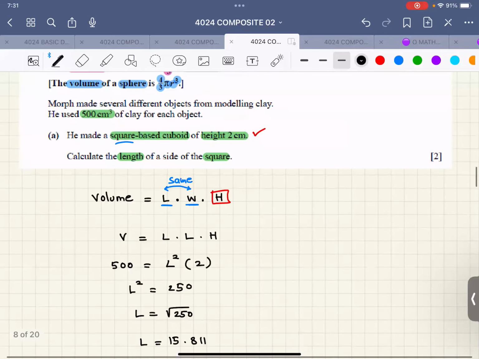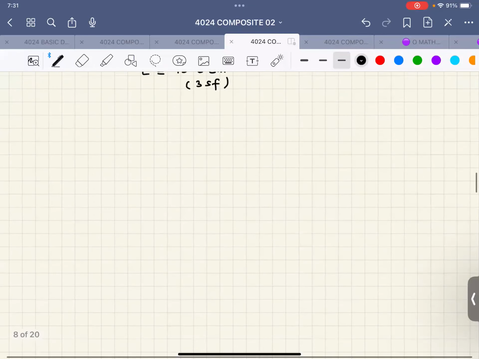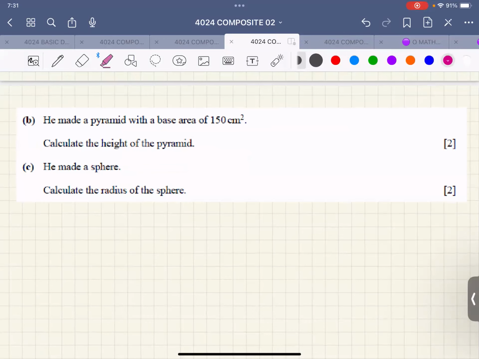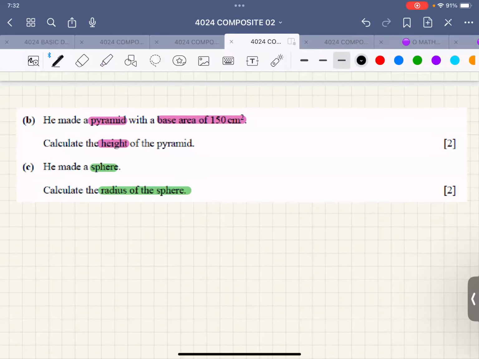He made a pyramid and then a sphere. So pyramid is pink color, sphere is green color. He made a pyramid with a base area of 150. Calculate the height of the pyramid. And then sphere is green color, and we are interested in the radius of the sphere. Now, first of all, let me focus on the pyramid.